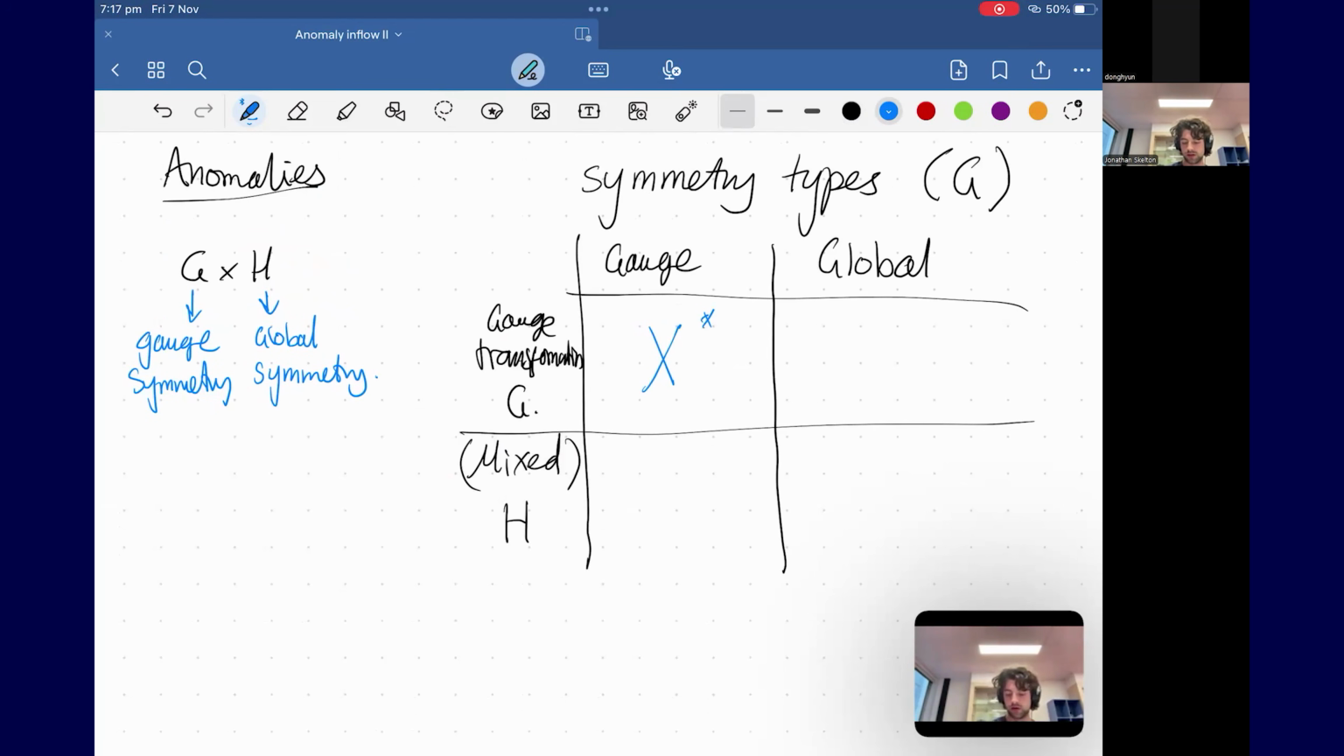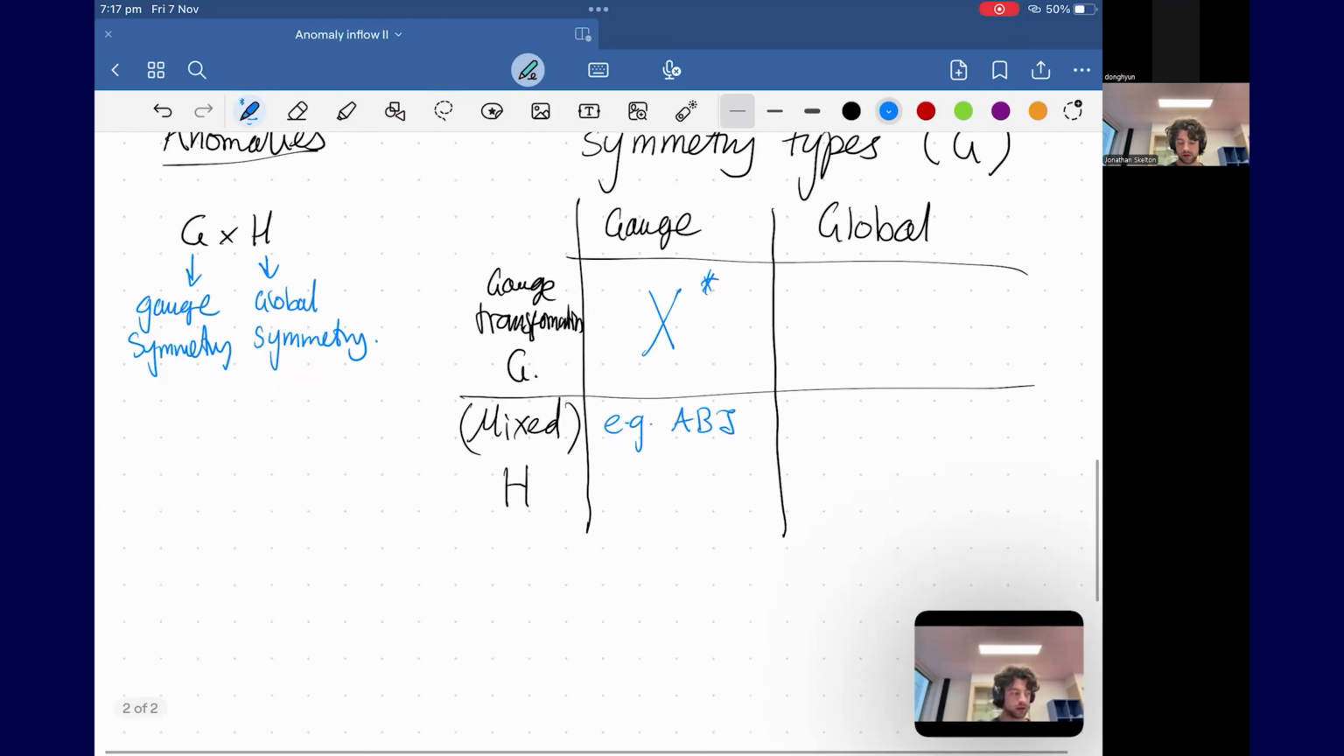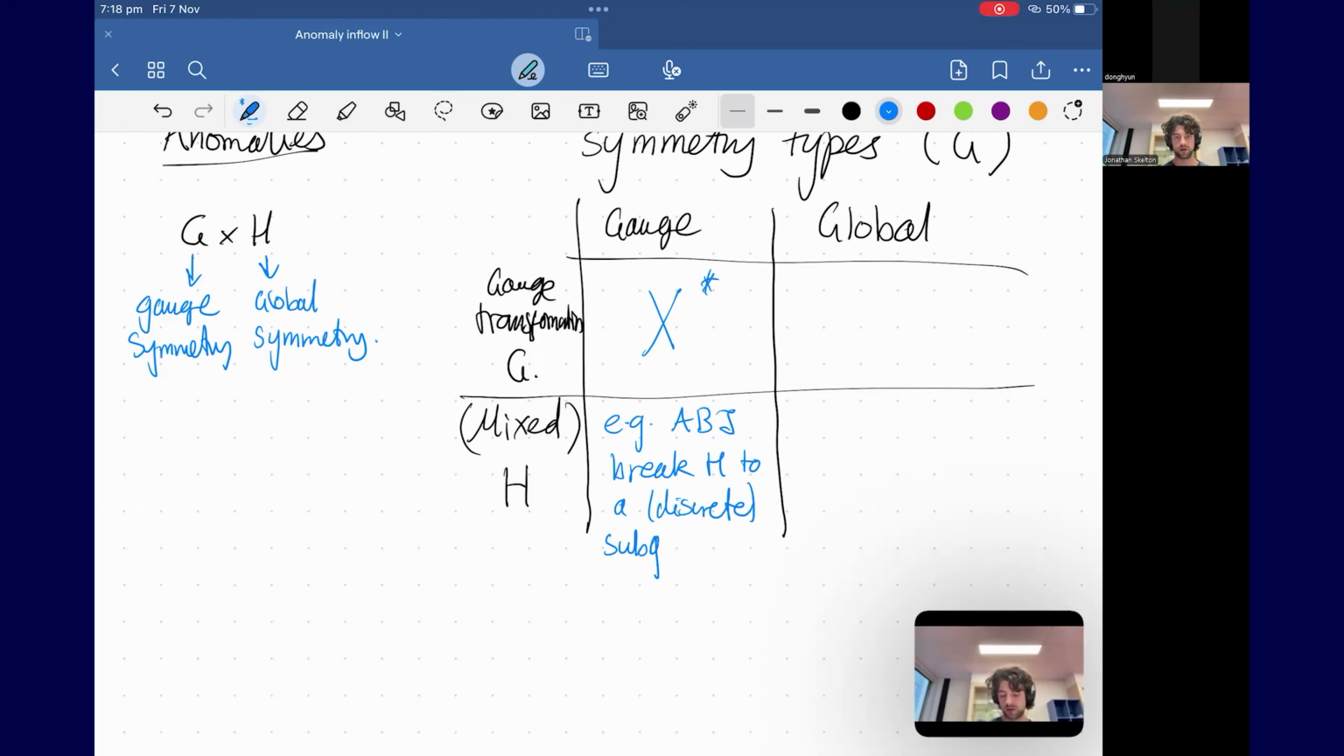There is an asterisk here, but we will talk a bit about this later. And then for the global ones, for the mixed one, as for the example of the ABJ, this means that we break H to a potentially discrete subgroup, but it means that the entire group cannot survive, but a subset must.